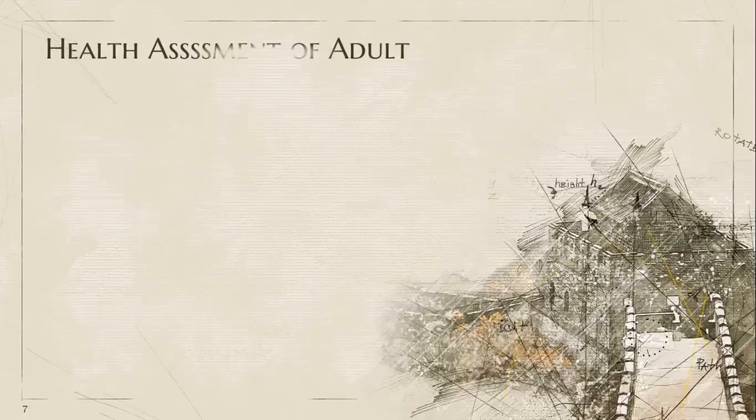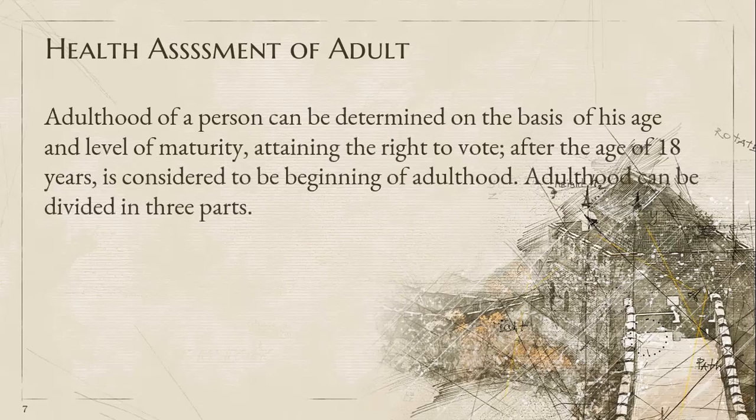Next, health assessment of adult. Adulthood of a person can be determined on the basis of his age and level of maturity. Attaining the right to vote after the age of 18 years is considered to be the beginning of adulthood.